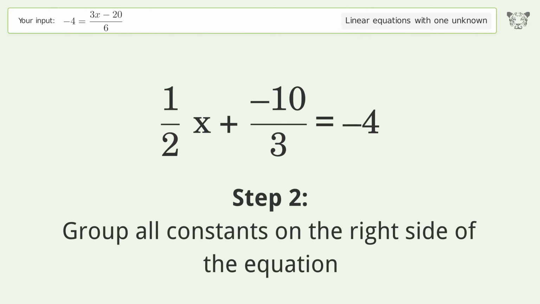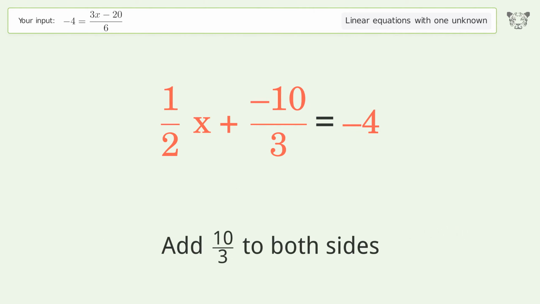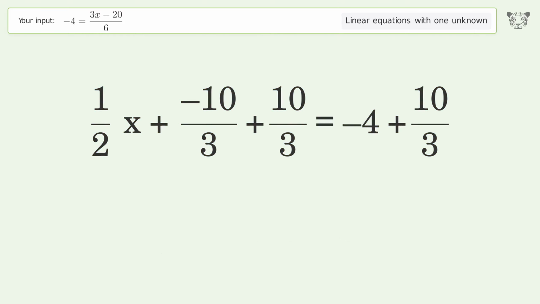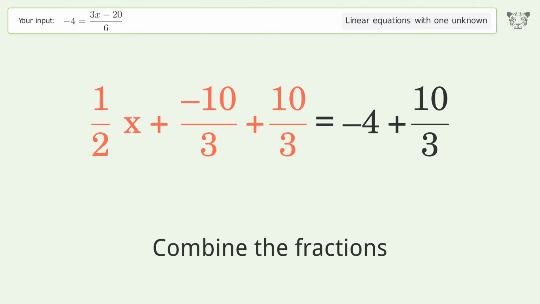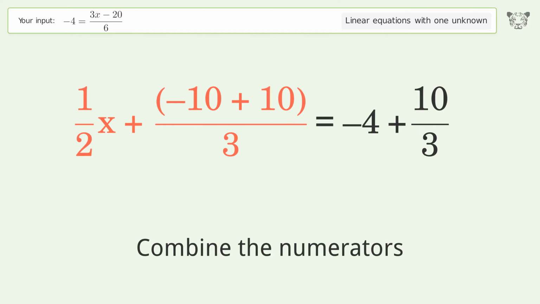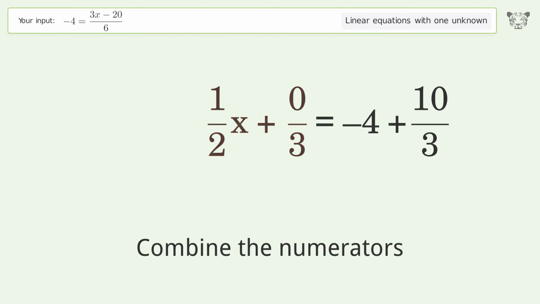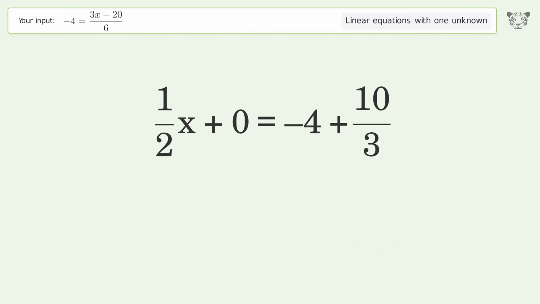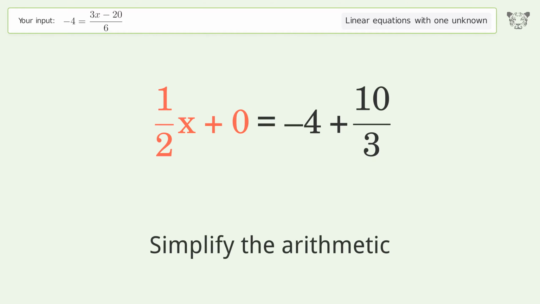Group all constants on the right side of the equation. Add 10/3 to both sides. Combine the fractions. Combine the numerators. Reduce the zero numerator. Simplify the arithmetic.